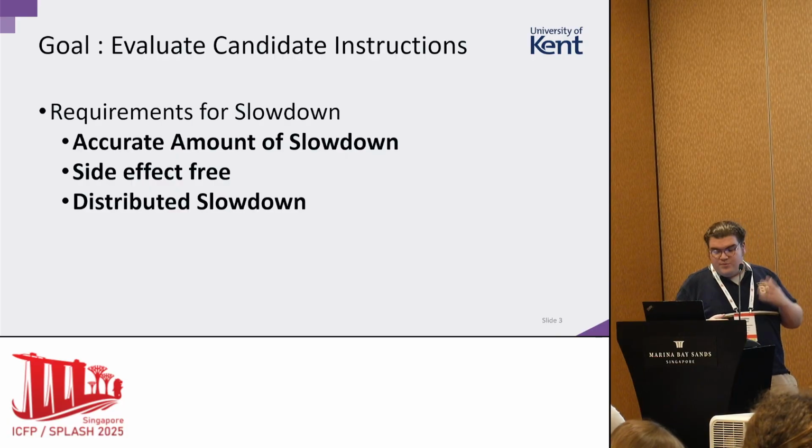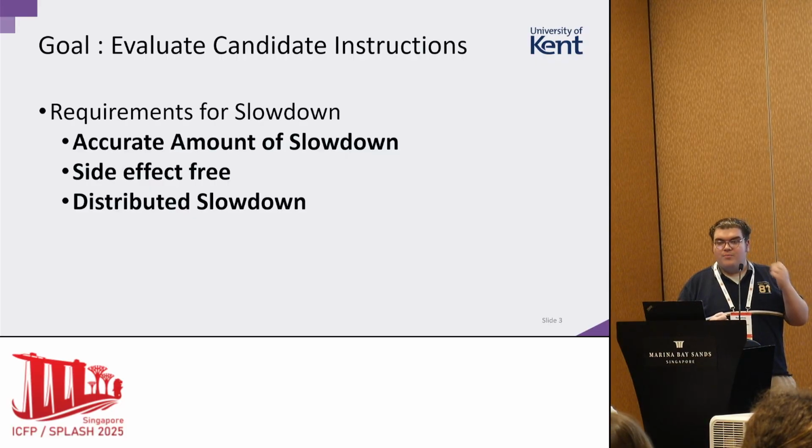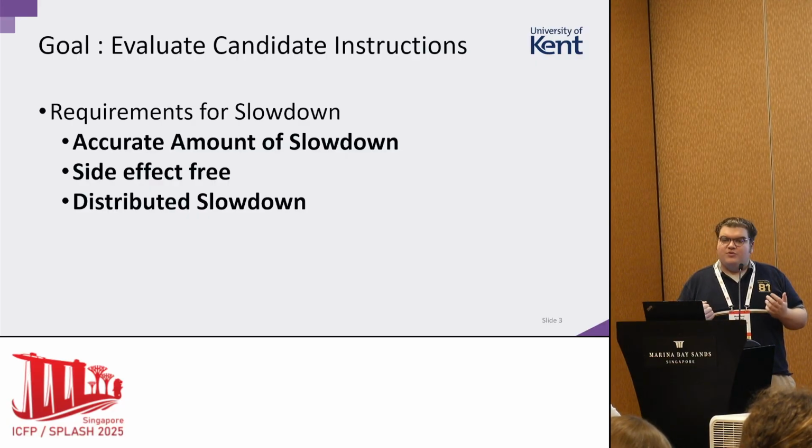So the goal of the paper and this talk is that we're going to evaluate x86 instructions and see how good they are for being used as actual deliberate slowdown. The requirements we have for each instruction are: how accurate are they? If we want to make the program or a basic block run 100% slower, can they actually get to that level of slowness, and how reliable are they at being that slow? Side effect free. You don't want to add instructions and then have changed the performance behavior of the program. You don't want it to now run differently.